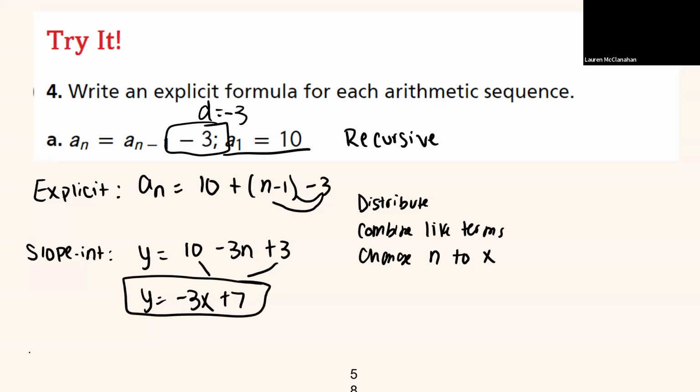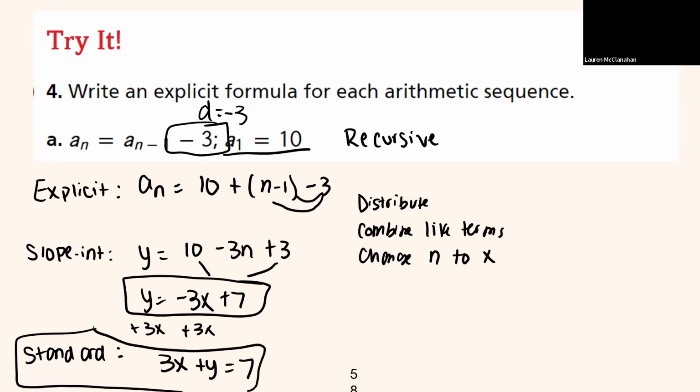So here is slope-intercept. And then finally, standard form, we have to move over that 3x. So add 3x to both sides. This time, we don't have a negative out front. So 3x plus y equals 7. Don't have to do anything else. That is in standard form.